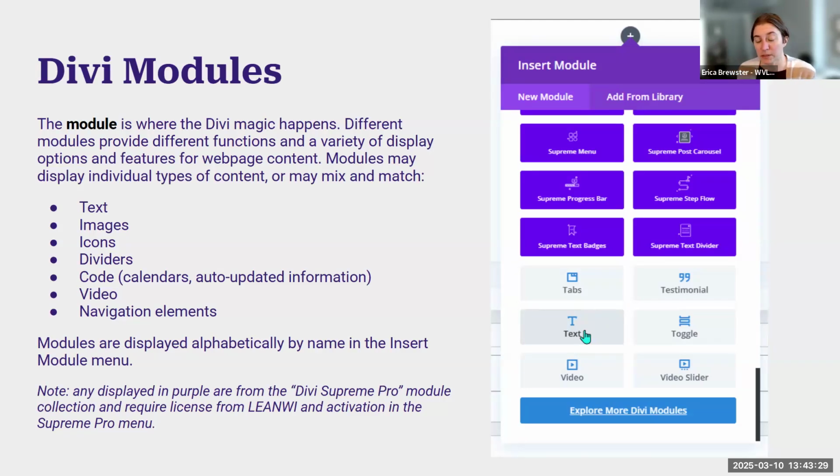They are displayed alphabetically by name, and you can also type when you start doing it. If you know you want a blurb module, you can start typing blurb, and it will narrow down this long list of modules for you.